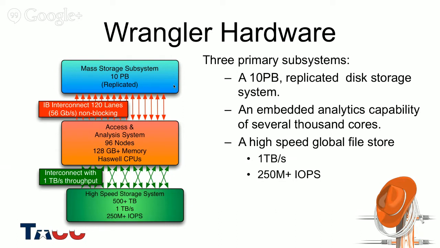So the specific hardware that constitutes Wrangler: there's a 10 petabyte replicated disk-based storage system. What that means is it's actually 20 petabytes of storage, 10 of which is here and 10 of which is in Indiana, and data is replicated between them. We have an analytics capability that consists of 96 compute nodes with several thousand cores in all. Each of them has 24 cores, 128 gigs of memory, and those are the newer Haswell CPUs, so they have particularly good memory bandwidth. They're particularly good at moving data through the system.